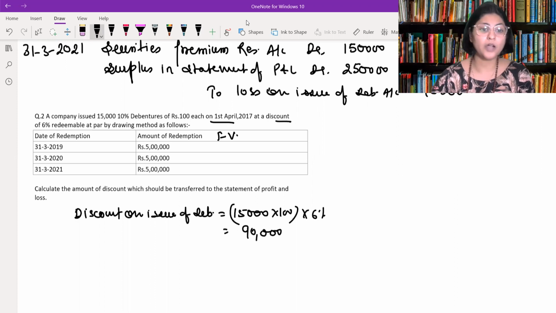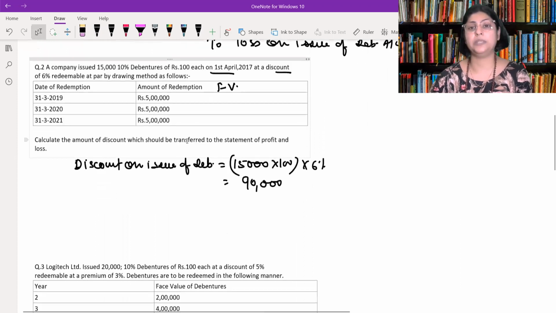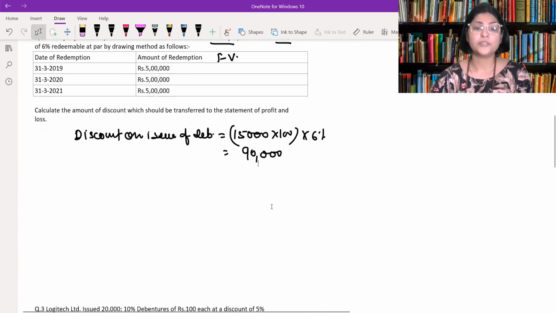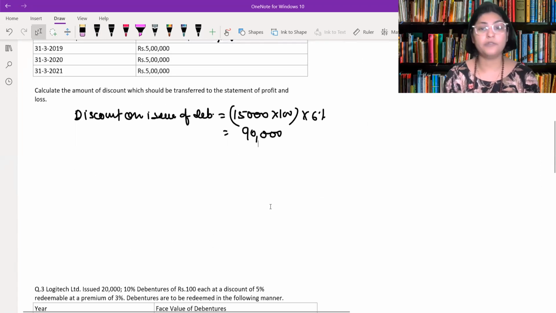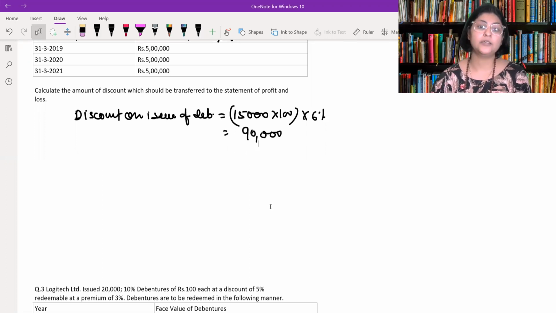Now, since these debentures are redeemed in equal installments, the assumption will be that the loss is also to be written off in different installments in different years. So let us start solving this. How are we going to solve this question? We will make the installments. For that, we will have to make the table which we have learned in the previous class.